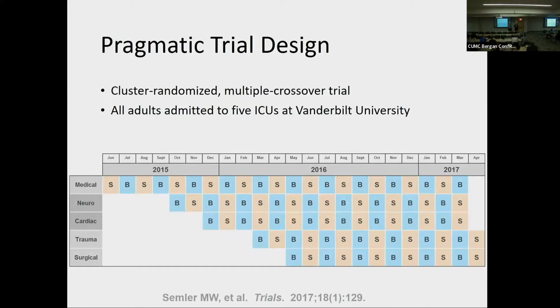And the way that we're going to do this is we're going to assign different ICUs to an actual default fluid for a month. You can see here the months. My hospital has subspecialty ICUs. So I have a medical ICU, a neuro ICU, cardiac ICU, a burn ICU, which didn't participate in this, a trauma ICU, and a surgical ICU. And you can see the B are balanced months and the S are saline months. And you got a cluster allocation of the fluid that was being used in the ICU for that month.